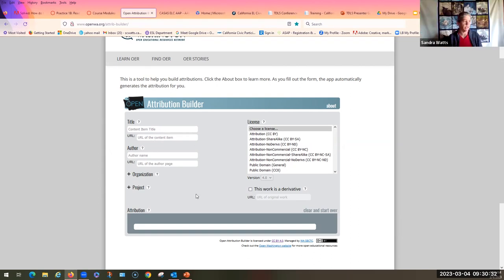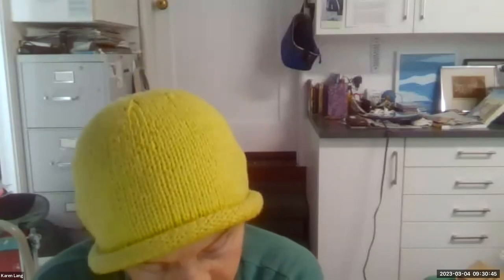This Open Attribution Builder is just really handy to make the attribution links for you. Like I said, there's a link to that in my PowerPoint, so if you got the PowerPoint, you're good there. Let me go to the actual site. Okay. Now let me share.